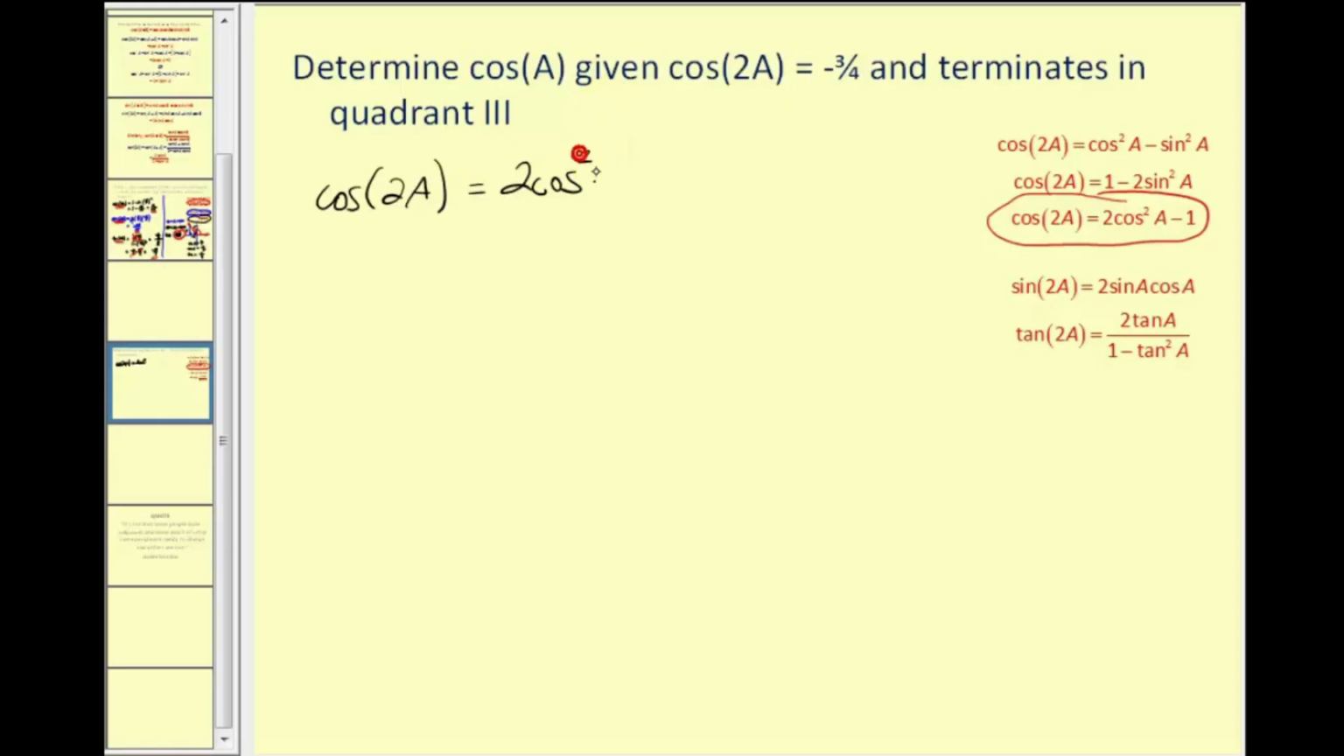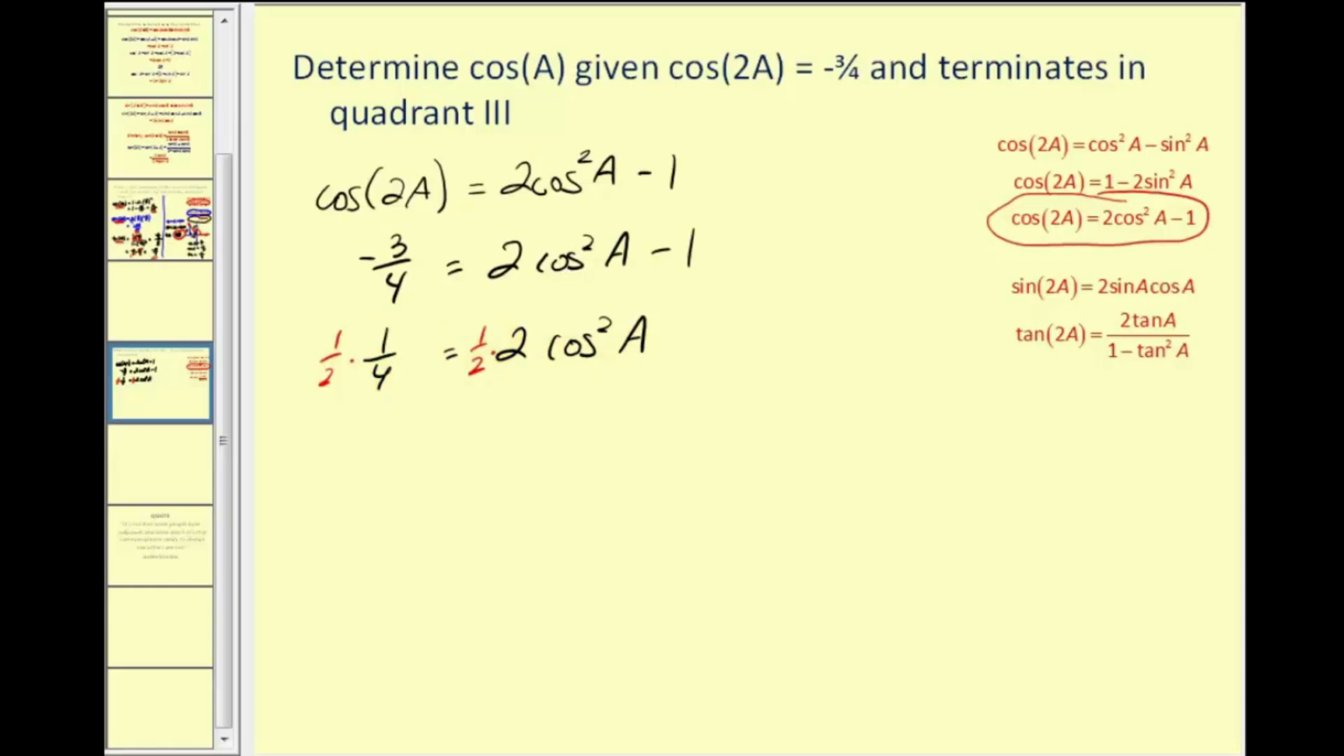So the cosine of 2A is -3/4. We'll solve this equation for cosine A. Let's go ahead and add 1 to both sides. -3/4 plus 1 would give us 1/4. That gives us 1/4 on the left equals 2 cosine squared A. Now we'll divide by 2, or multiply by 1/2, same thing. That will give us 1/8 equals cosine squared A.